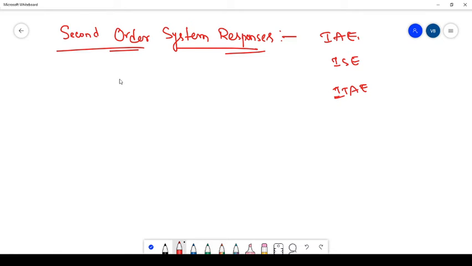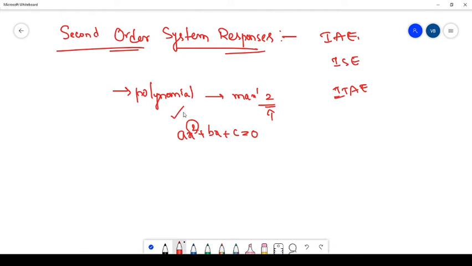So what is meant by second order system response? If a polynomial equation has this order, that is, the maximum degree is 2, then that system is called a second order system. For example, I'll take ax square plus bx plus c equals 0. What is the highest degree of this polynomial? That is 2. So the order of this particular system is 2. If the polynomial equation has order 2, then that system is called a second order system response or second order system.